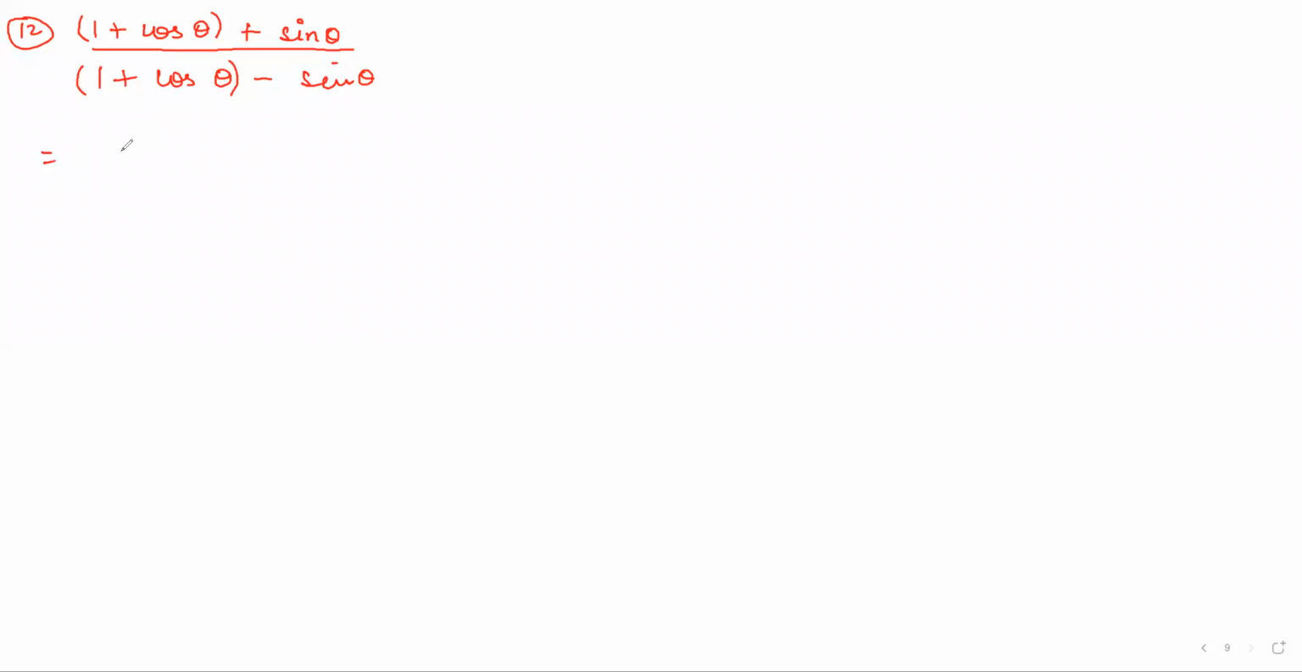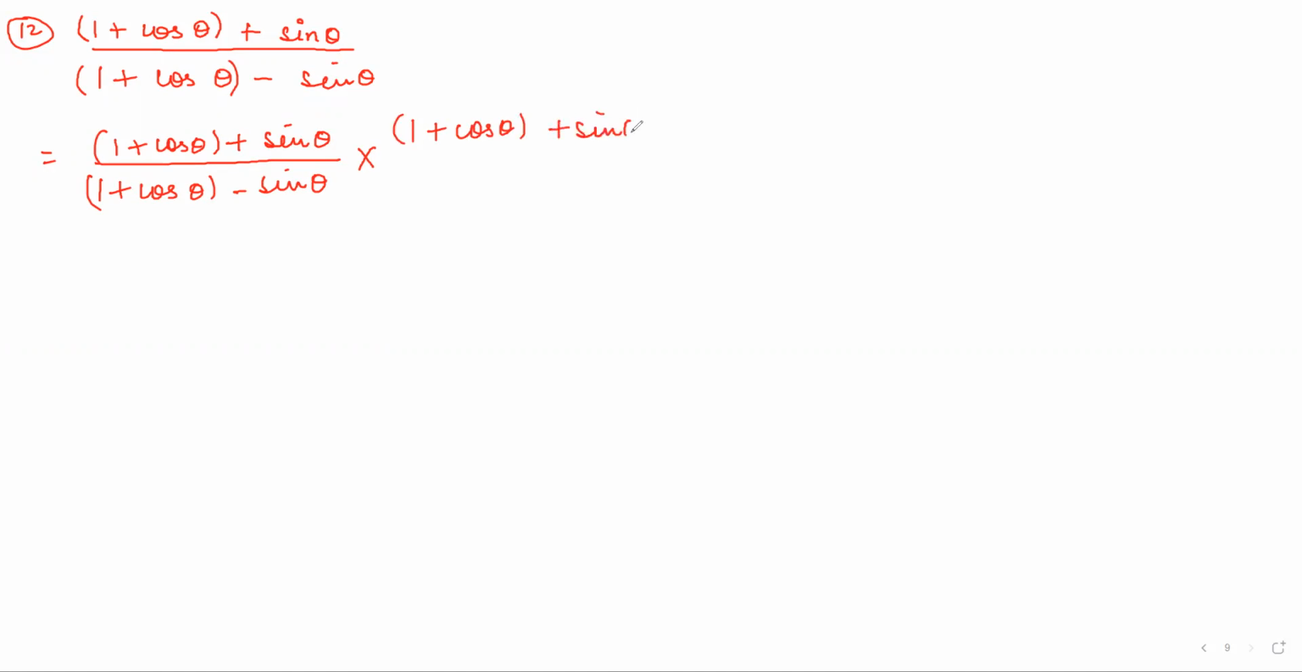So I'll write it like this: 1 plus cos theta plus sine theta divided by 1 plus cos theta minus sine theta. Now multiply it with this thing: 1 plus cos theta plus sine theta divided by 1 plus cos theta plus sine theta. Okay, so I'm rationalizing it. All right.